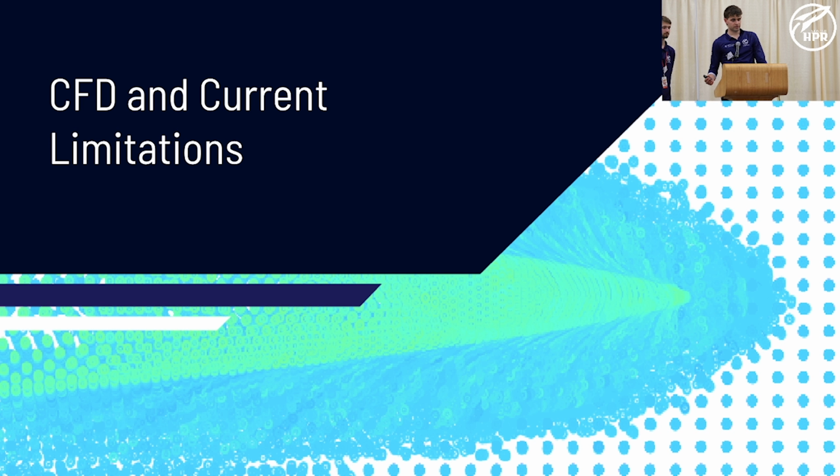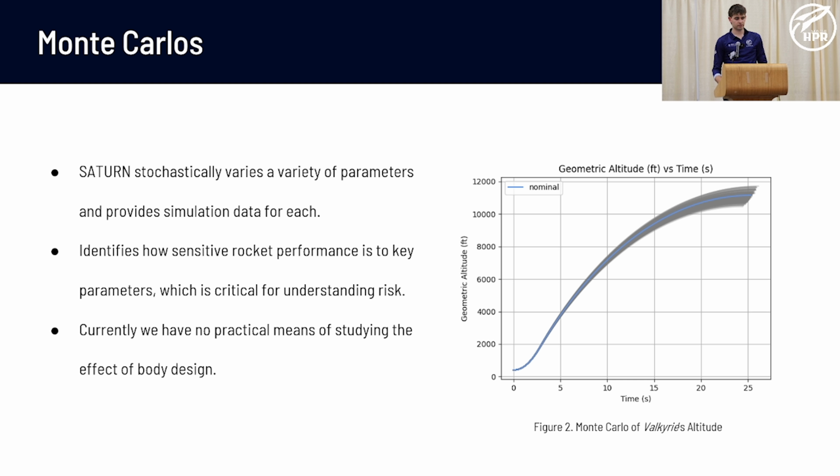Great, so what is our CFD process and its current limitations? For some context, SASN runs a variety of parameters and provides simulation data for each of these parameters. These are called Monte Carlos, and we can identify how sensitive a rocket performance is to key parameters in the vehicle, which is extremely important for understanding risk. Currently, though, we have no practical means of studying the effect of body design, as a change in body design means that you have to create a whole new CFD drag database.